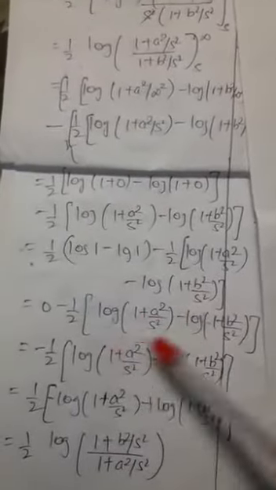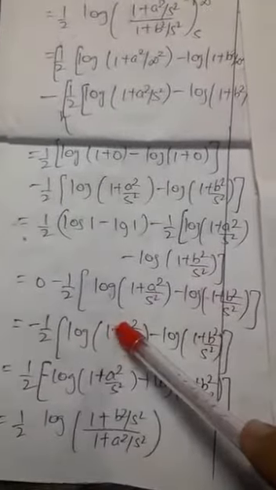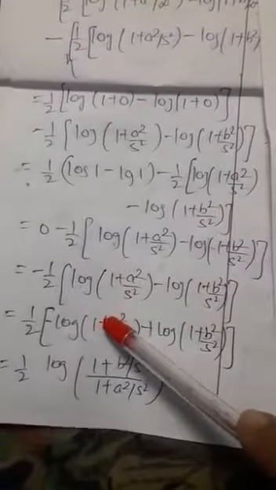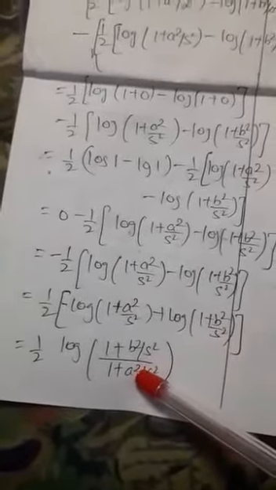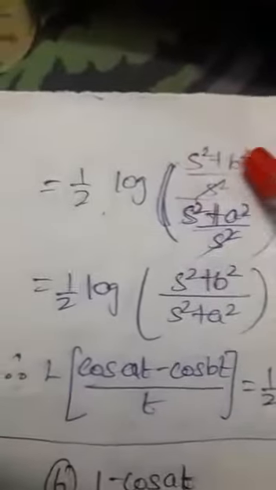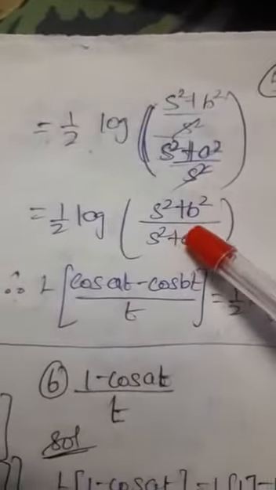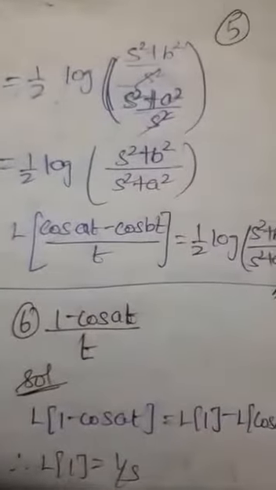This second term has a minus, so take that minus inside. This will become minus and this is plus. So I will write log of this minus this: log of (1 plus b square by s square) by (1 plus a square by s square). After that, I am taking the LCM, the s square will get cancelled. Log of (s square plus b square) by (s square plus a square). This is the answer.